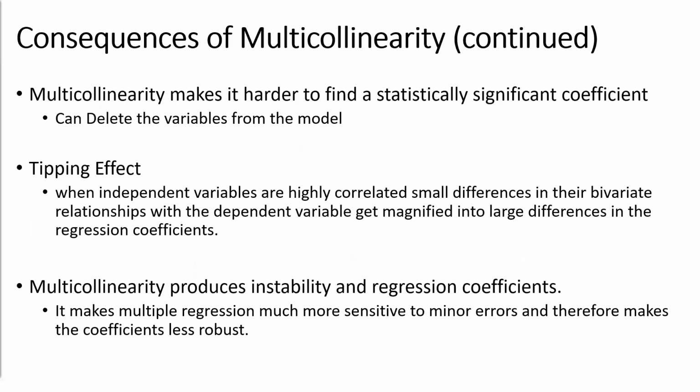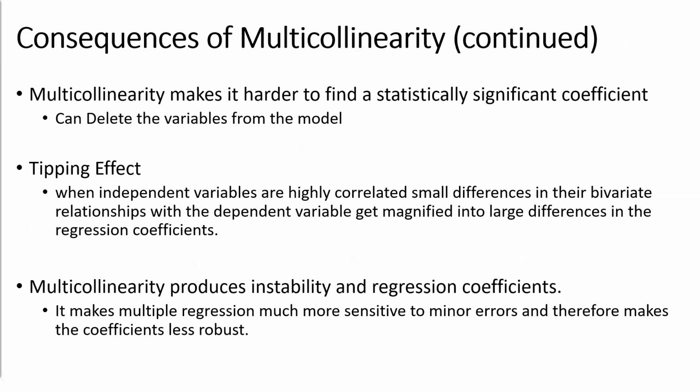Some more of the consequences of multicollinearity. The big problem is that it becomes really hard to find statistically significant coefficients. This shouldn't be surprising, right? The larger the standard error, the harder it is to find a statistically significant coefficient. So it creates that problem. One way to deal with this is to delete those variables from the model.